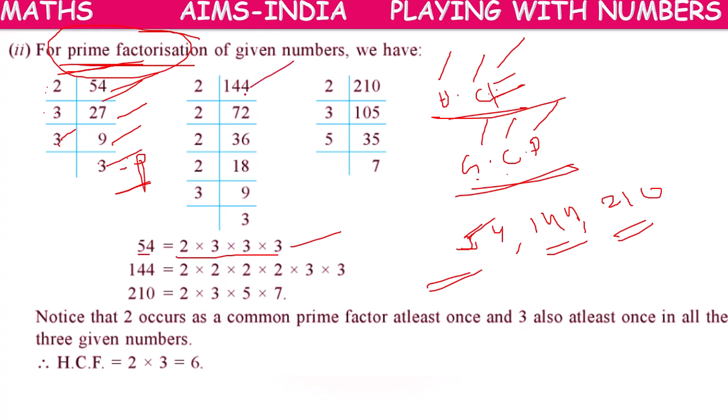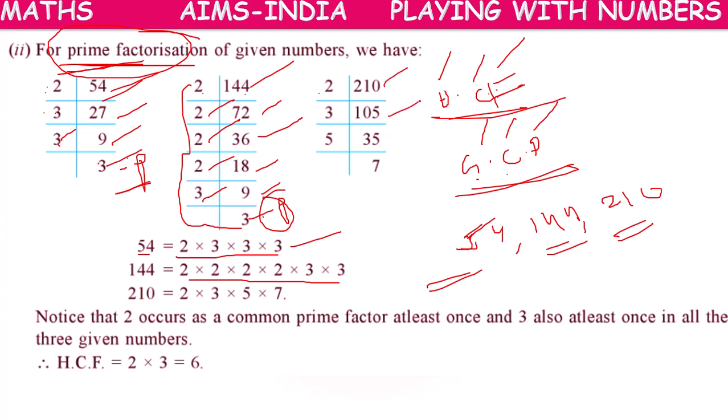Next, the second number, 144: 2 times 72, 2 times 36, 2 times 18, 2 times 9, 3 times 3, which is a prime number. Stop. So we write all these prime factors: 2 four times, 3 two times. Next, 210: 2 times 105, 3 times 35, 5 times 7. 7 is a prime number. So 2 into 3 into 5 into 7.